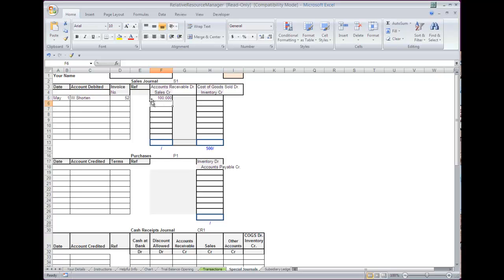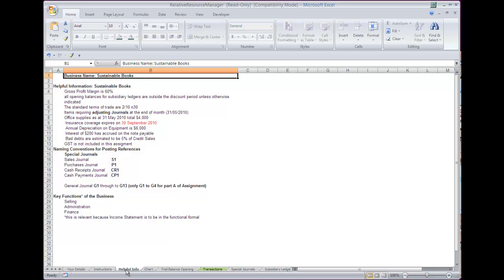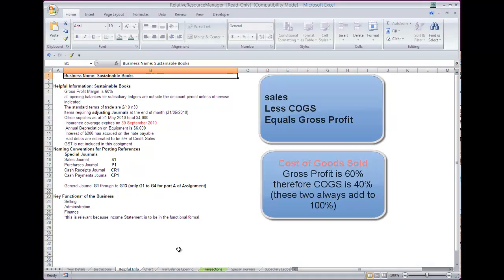Then, as well as that, and in this case we're using the perpetual inventory system, so when we record the sales we need to record the change to inventory and the corresponding cost of goods sold. So how do we work out what that is? Well, in this simple case we'll go back to helpful information and we'll see the gross profit margin is 60%. Therefore our cost of sales is 40%. How do we know that? Sales less gross profit equals cost of sales.